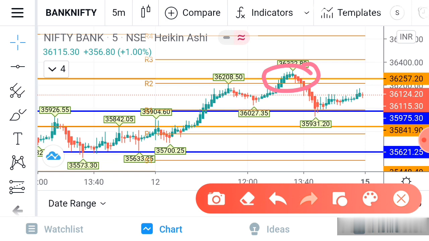Some people, by seeing a green candle, think it will go to the next level. But here if you see clearly, there is no proper candle. So only if there is a proper candle do we have to take an entry. If there is no proper candle, just leave it.